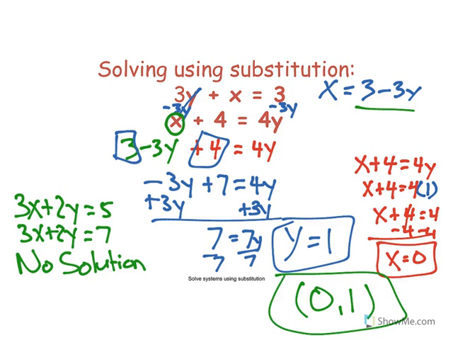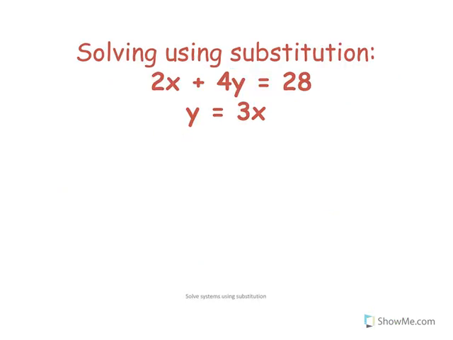And I can clearly see that if x is equal to 0 and y is equal to 1, then 3 plus 0 is 3. And if x is equal to 0 and y is equal to 1, then 0 plus 4 is equal to 4. So it checks pretty easily.